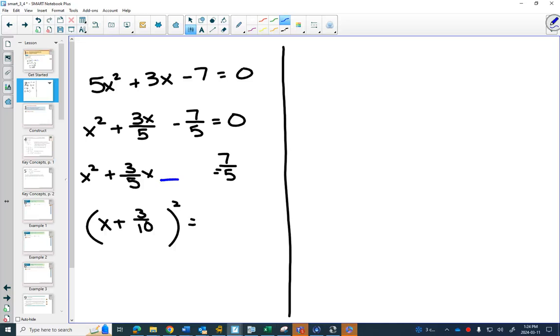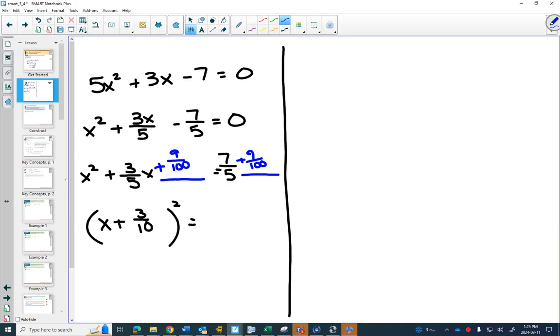Okay, then what would have been in this space? If you multiply this out, there would be something in this space, and then we also have to add it to this side. 9 over 100, because we would square 3 over 10 times 3 over 10, get 9 over 100. So if I add 9 over 100 to this side, I would have to add 9 over 100 to this side.